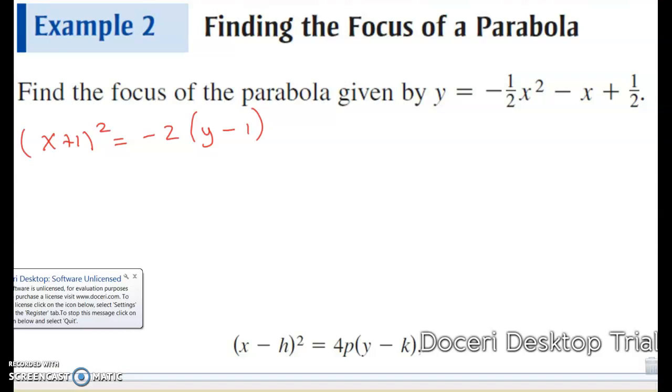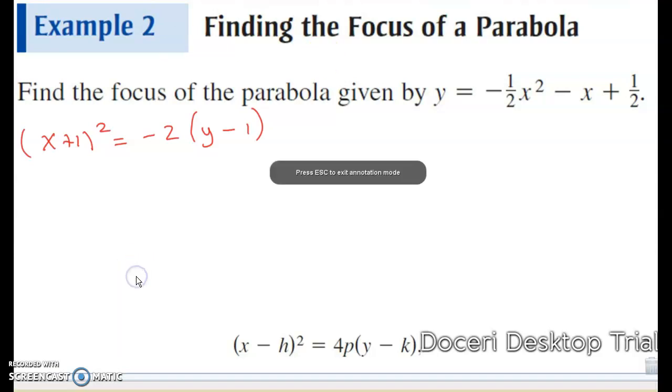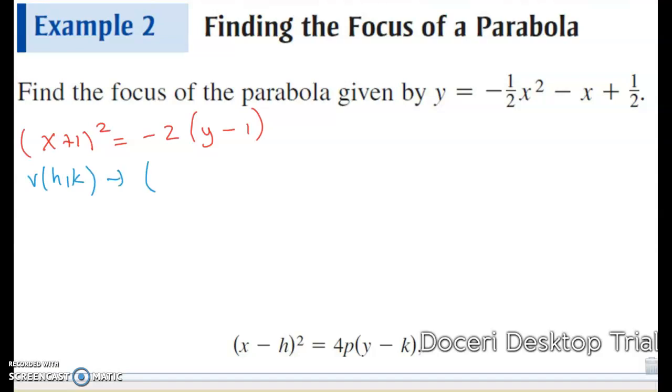So what do we know so far? Well, we know that the vertex is going to be h comma k, which in this case is negative 1 comma 1. That's my vertex. And then in order for me to find the focus, I need to find that p-value. So it's going to be this constant that's in the front. So it's going to be 4p equal to negative 2. And then we solve for p, which we get negative 1/2.